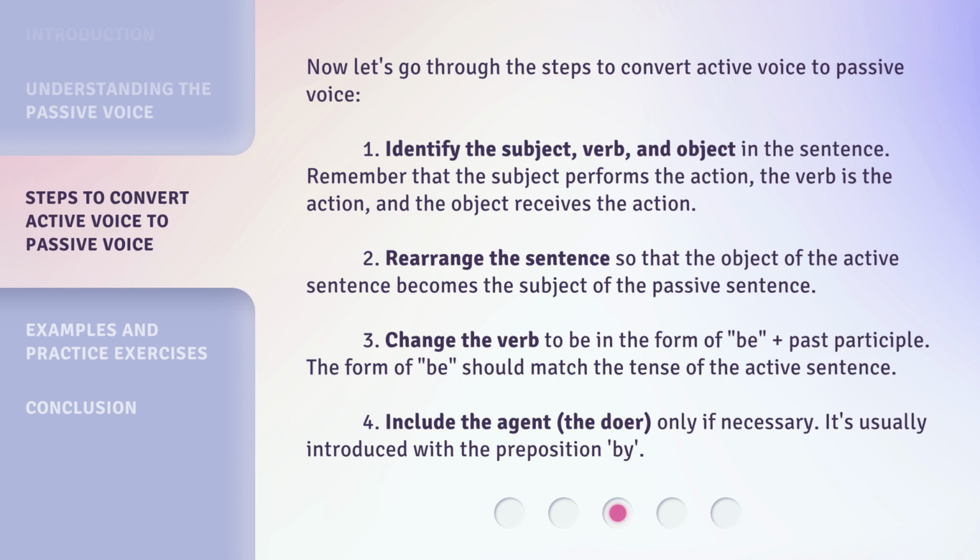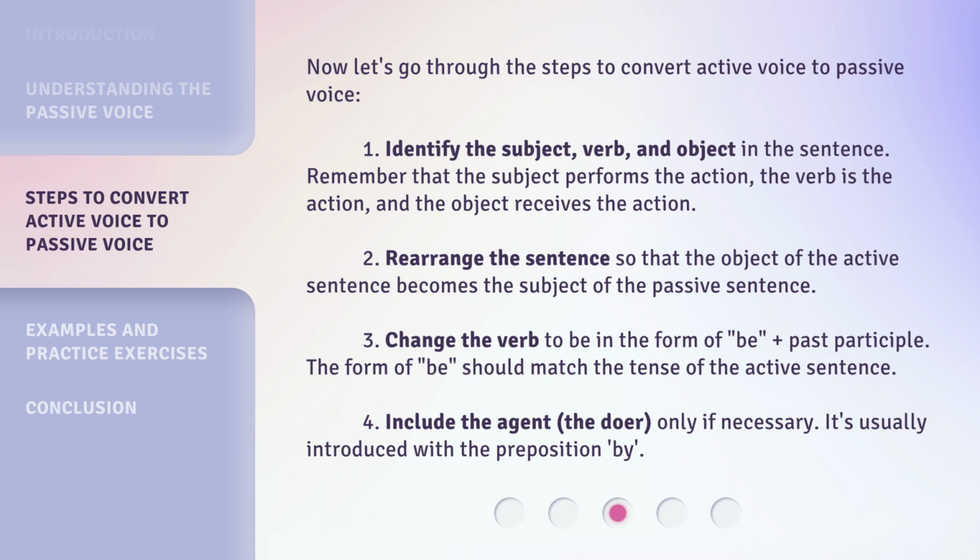Now let's go through the steps to convert active voice to passive voice. 1. Identify the subject, verb, and object in the sentence. Remember that the subject performs the action, the verb is the action, and the object receives the action. 2. Rearrange the sentence so that the object of the active sentence becomes the subject of the passive sentence.